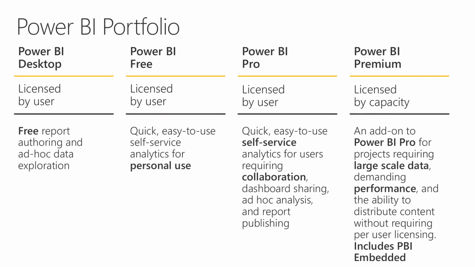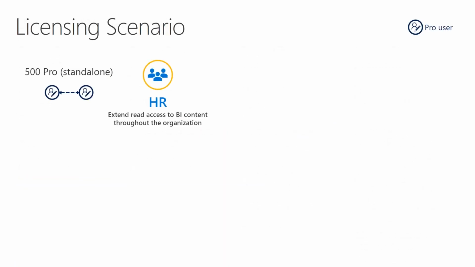Now let's talk about a scenario. We've got a company that has 10,000 employees across multiple divisions, and each division has its own different BI goals and requirements, and you guys know how that goes. Because they have different goals and requirements, they each have their own licensing requirements. So we've got this imaginary HR division. They've already purchased Power BI Pro standalone licenses for 500 of their users, but they have a requirement to extend read access to the reports through the organization.